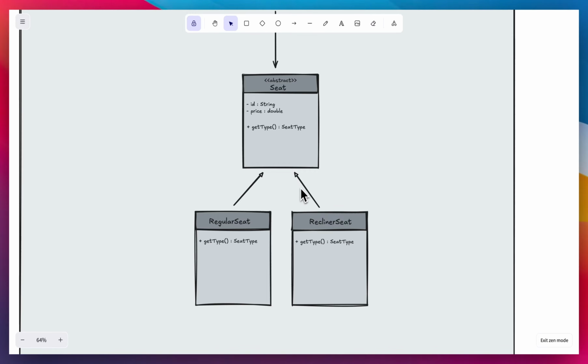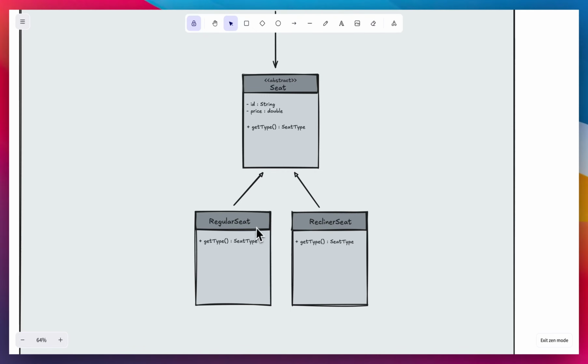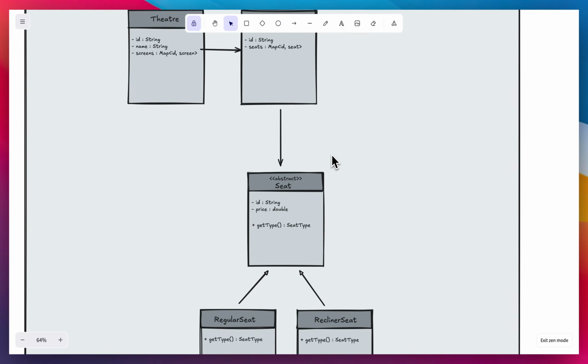Currently in our system, we have 2 types of seat. First is regular seat, second is recliner seat. And since we want to make this seat component extensible, I have created one abstract seat class where all the common attributes would be present and all the unique things of a specific seat would be present in their respective classes, either regular seat or the recliner seat. And in future, if I want to add a premium or VIP seat, I can just create one class and extend that from the seat. Okay. So these were the seats.